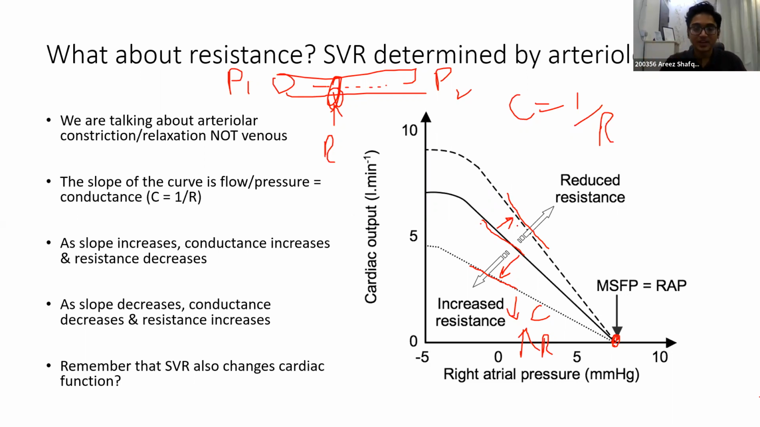So if the slope of this curve, in this case we're talking about arteries, yes. What I've done during this whole lecture is when I've talked about the veins, I've always said venoconstriction, venodilation. If I say vasoconstriction or vasodilation, I'm talking about arteries, arterioles specifically. So the slope of this curve tells us conductance. If I go from here to here, the slope is increasing, that means conductance is increasing. If conductance is increasing, that means resistance is decreasing.